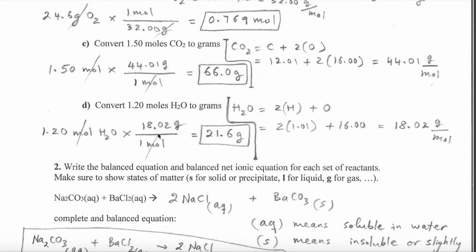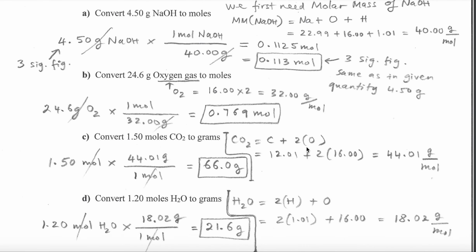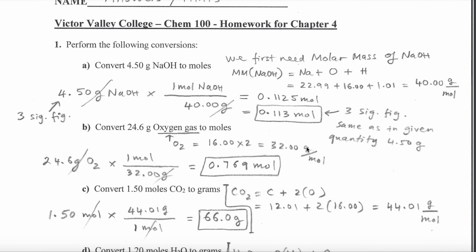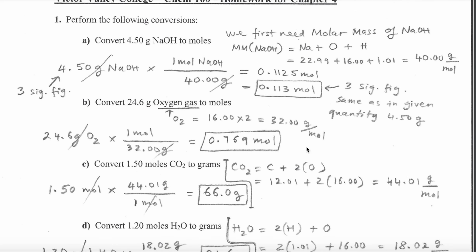1.20 moles of water. Now this time we use 18.02 grams over 1 mole. Moles cancel out. Multiply them together, 1.20 times 18.02, and we should get 21.6 grams. Okay, so that's the first homework problem. It is great, so go look over them again and try for yourself before you look at the answer.